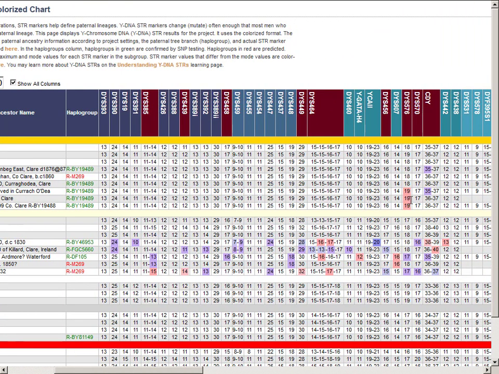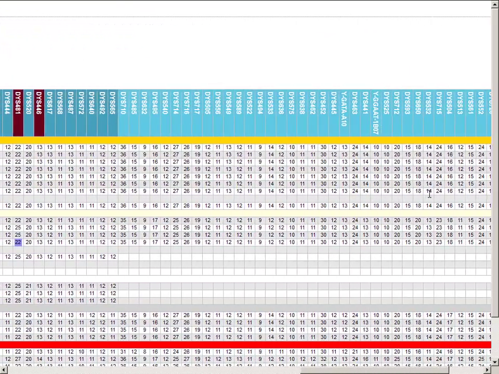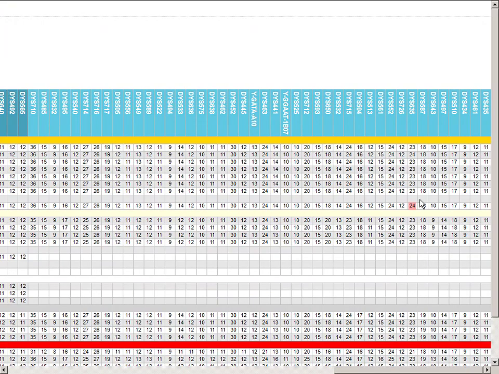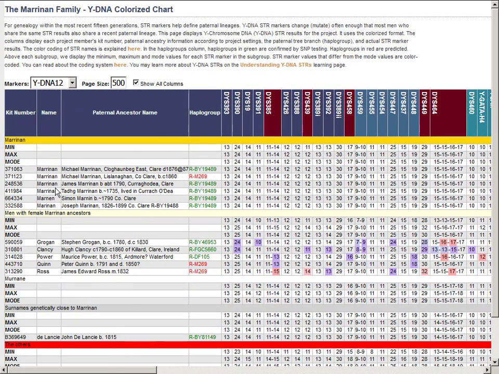There's 1 marker where there are differences. There's 2 markers where there are differences. And if you scroll right over, there's a 3rd one. So how many Marnan men have we here? 1, 2, 3, 6 Marnan men, and all of them match on all except 3 of the 111 markers.